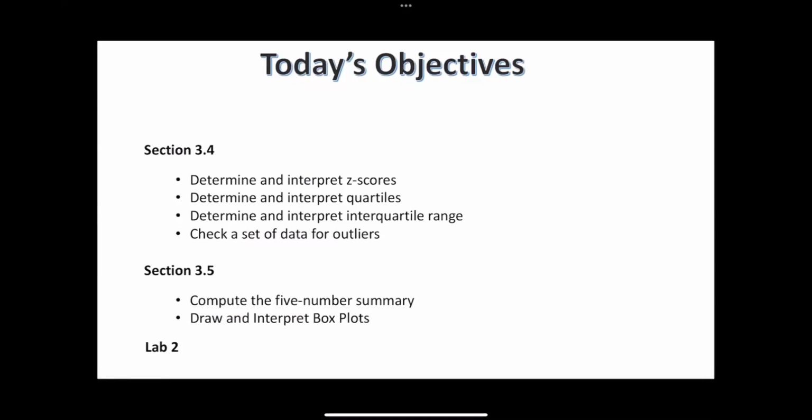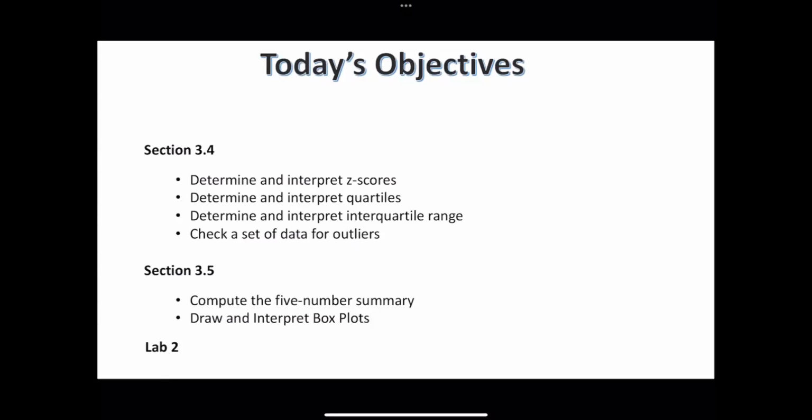So we're going to talk about z-scores, and we're going to talk about quartiles. We're going to do a whole bunch of stuff. So z-scores has nothing to do with median. Z-scores is strictly with standard deviation and mean. And then we're going to jump, and everything else we do is going to have to do with median.